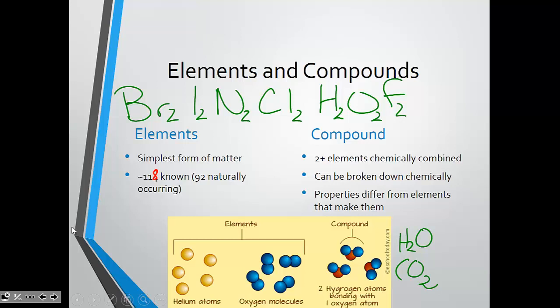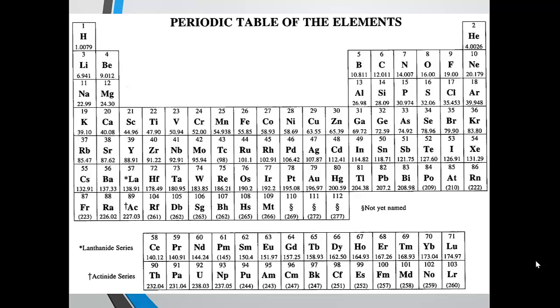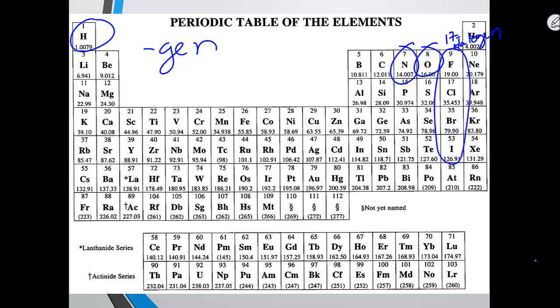Therefore, anytime we say oxygen in this class, we mean oxygen molecules, O2. If I ever say fluorine, I mean fluorine gas molecules. Another way to remember the diatomic molecules is that it's all of the gens. So hydrogen, nitrogen, oxygen, and then remember that column 17 are the halogens. So all of column 17 would give you the diatomic molecules. Hydrogen, nitrogen, oxygen, fluorine, chlorine, bromine, and iodine would all be your diatomic molecules.